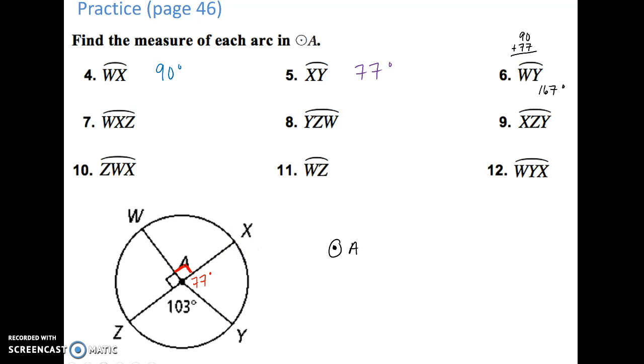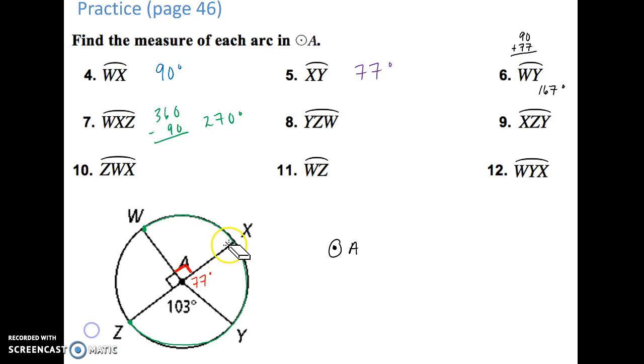All right, so now let's move on to the major arcs. W to X to Z. Starting at W, I have to travel through X and I end up at Z. The major arc measures more than 180 degrees. So if I know that the missing piece here is 90, I can take 360 and subtract the piece that is not included from W to Z. So the measure of that arc would be 270 degrees.